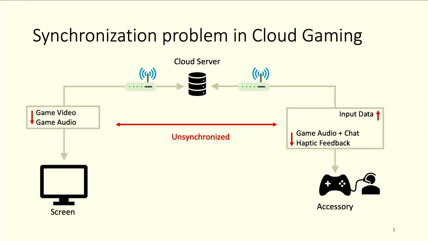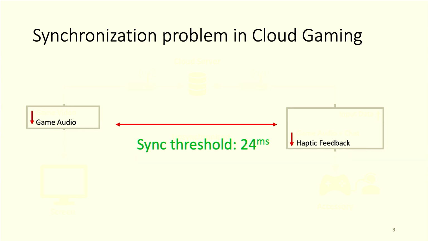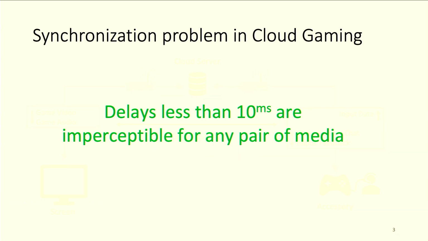The lack of synchrony here can ruin immersion. For example, if something happens in the game, and your controller vibrates in response to it 24 milliseconds before you hear the audio from the screen side, you're going to be able to notice it. If you look through all pairs of media, a max delay of 10 milliseconds is going to be enough for a seamless cloud gaming experience. So 10 milliseconds will be our goal.